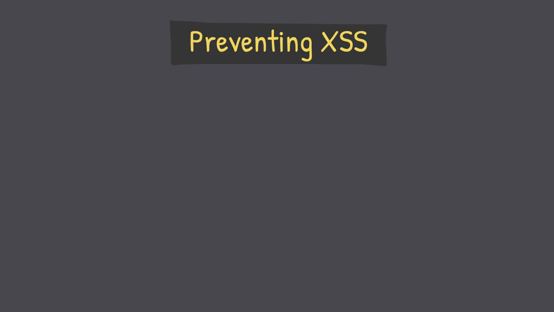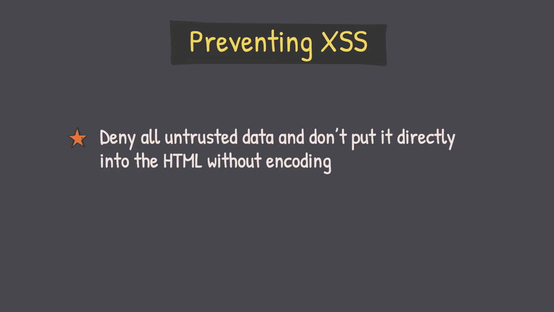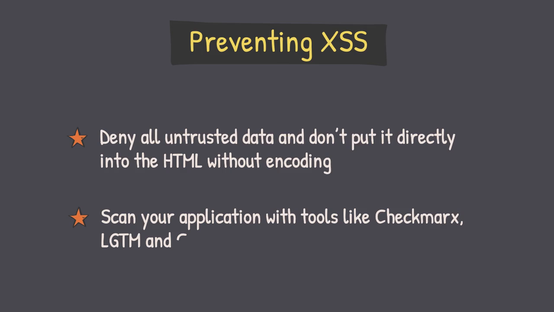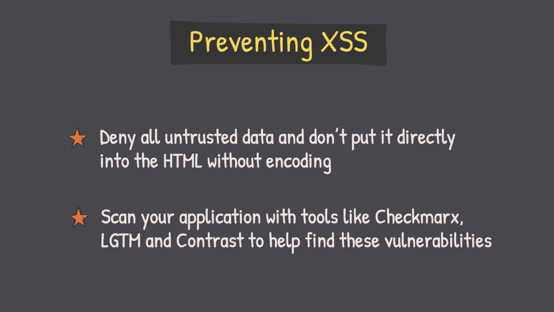Finally, let's talk about how to prevent this type of vulnerability in your web application. Good practice is to never trust the data that you don't have full control over. You never want to allow user input data to be rendered in your HTML without encoding it first. And lastly, you can use application security scanning tools provided by your company to help identify these vulnerabilities as you develop your application.